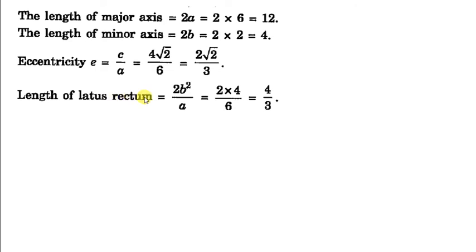The length of latus rectum is given by 2b square upon a, so b square's value is 4 and a is 6, so it becomes 4 by 3.